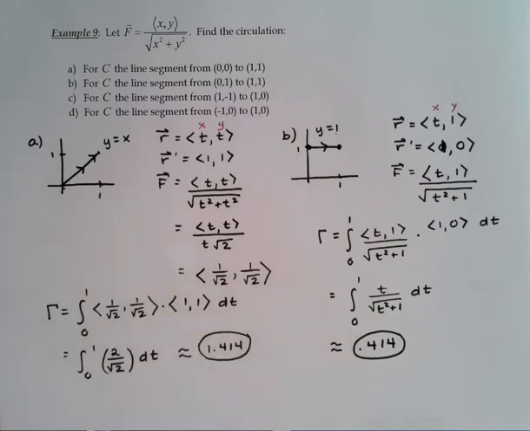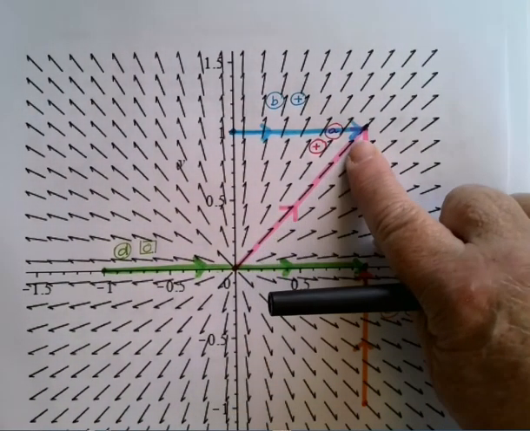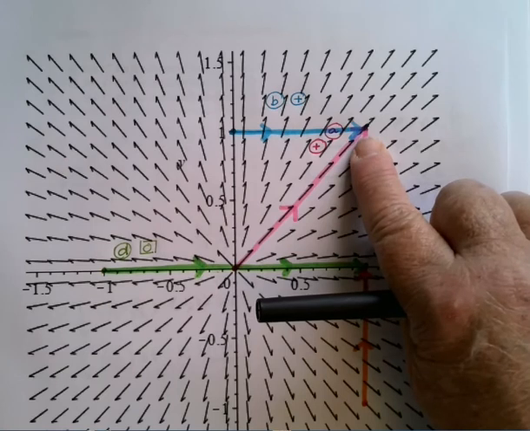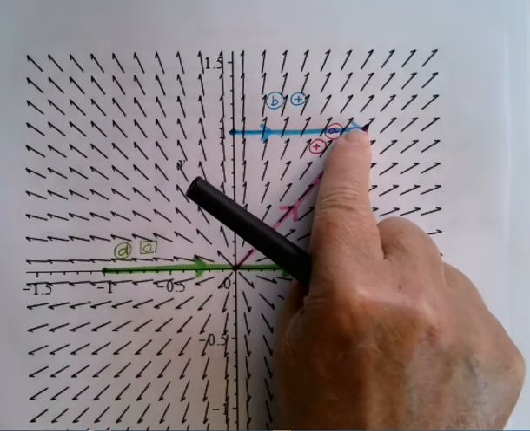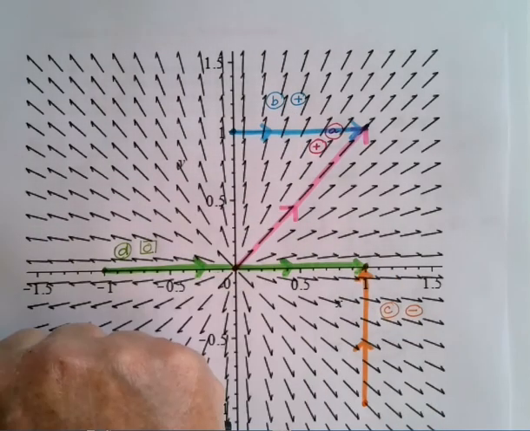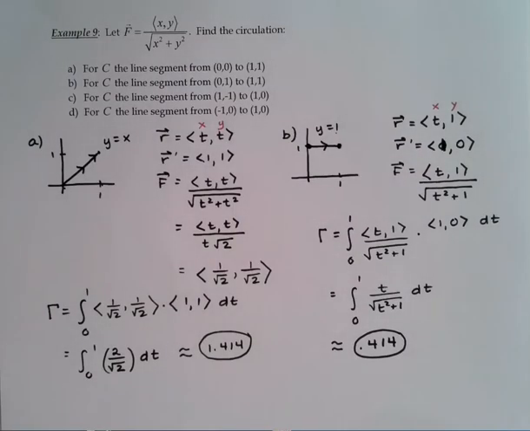So both A and B gave me positive values for my circulation, but for A, I got a bigger positive value than I did for B. Let's remind ourselves what that looked like. A was the path where the vector field helped us perfectly. Every single vector in that vector field was pointing me exactly the direction I wanted to go. That was the larger positive circulation. For B, I was still getting some help. The vector field was pushing me slightly to the right, so I had a positive circulation, but it didn't help as much, and so it was smaller. And that's exactly what we saw when we looked here at our calculations.